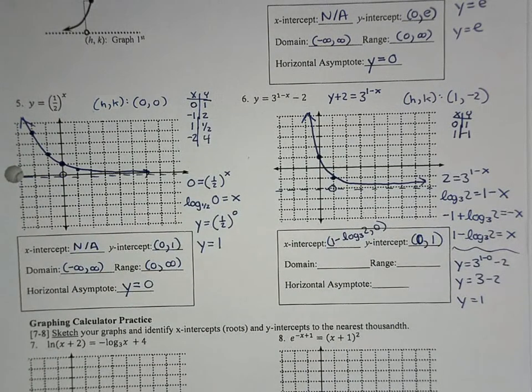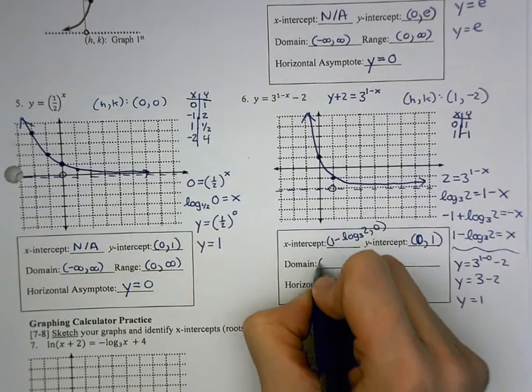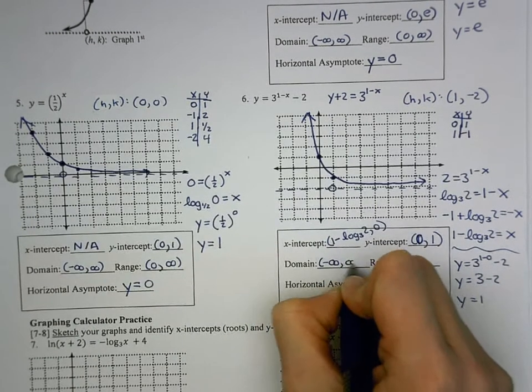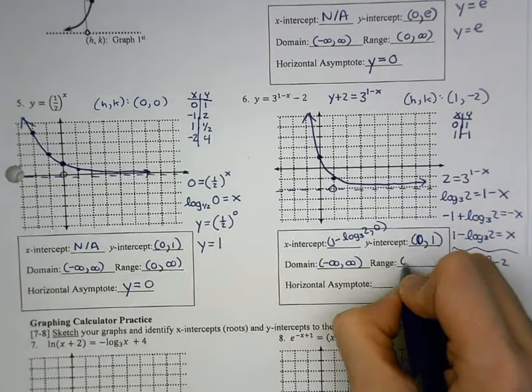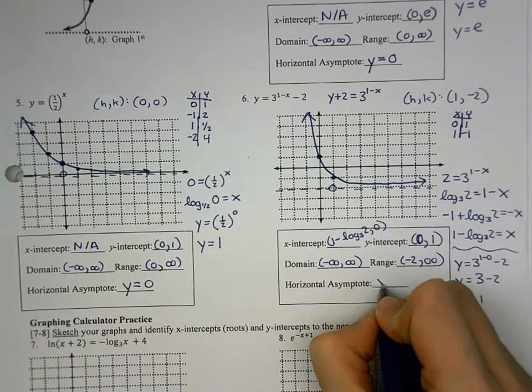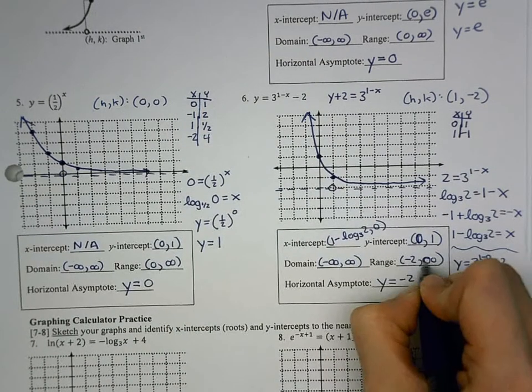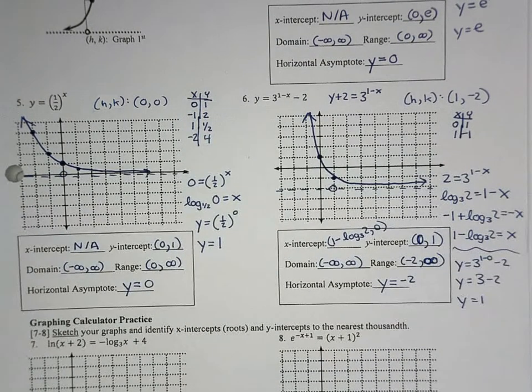Okay, domain is x values, so negative infinity to infinity. Range are y's, which in this one would be negative 2 to infinity. And your horizontal asymptote, where y equals, in this case it would be y equals negative 2. Okay, and that's graphing exponentials.